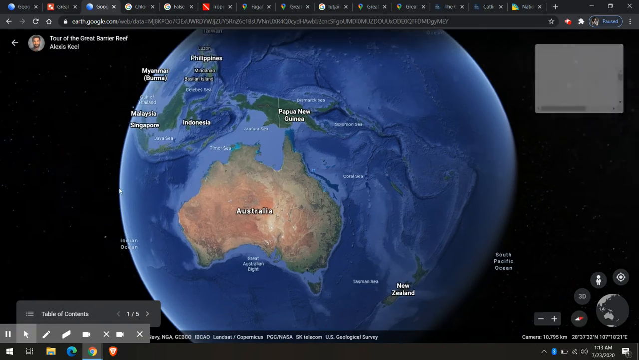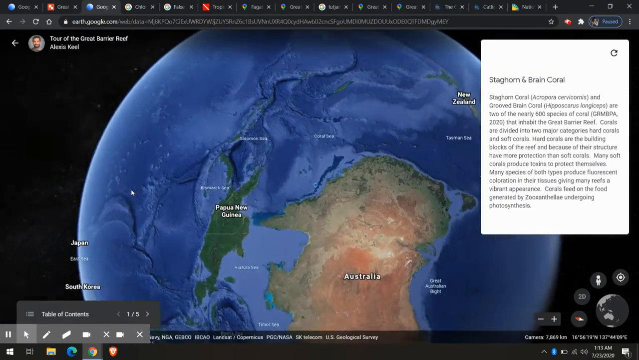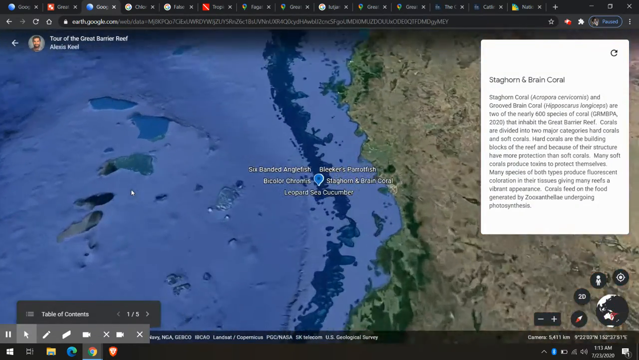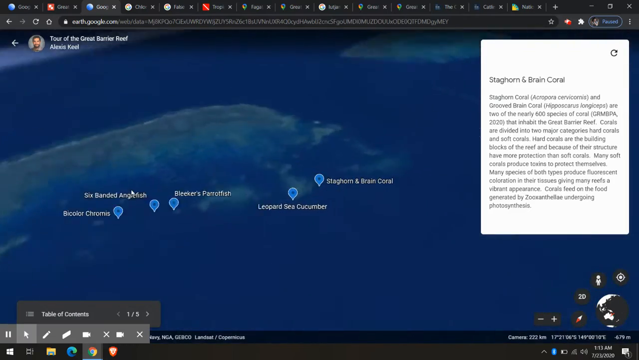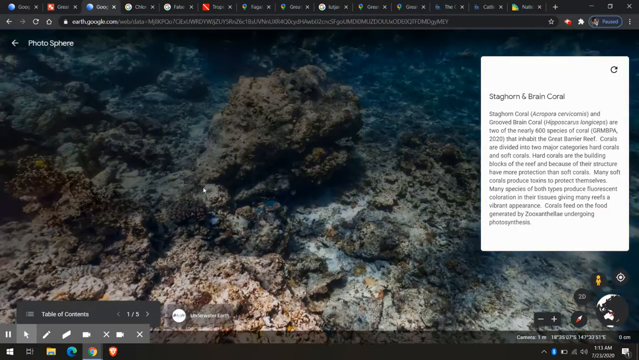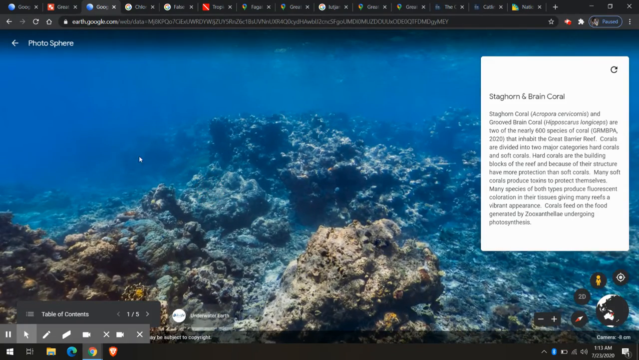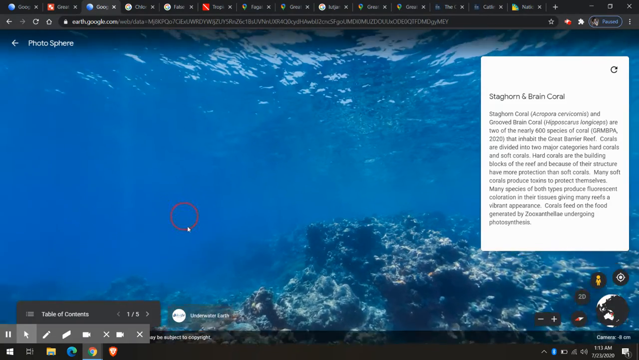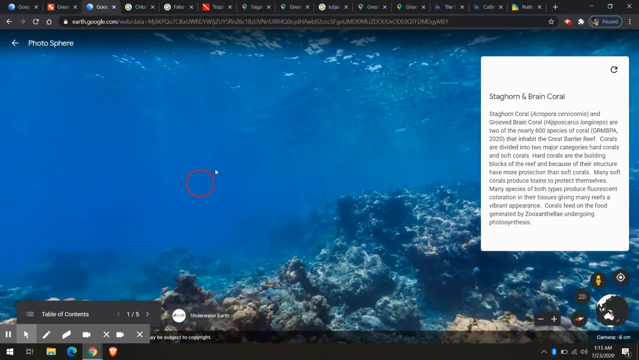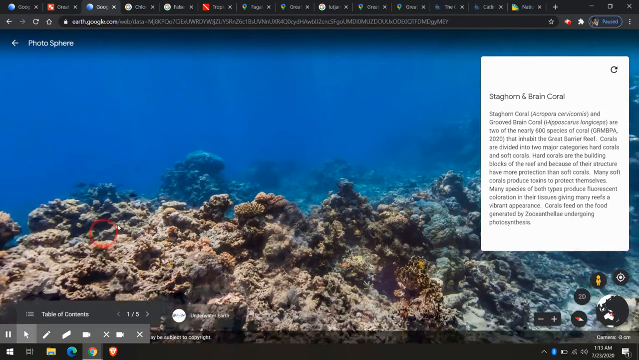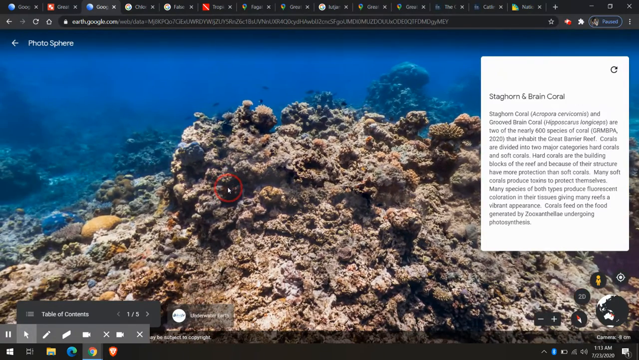So let's start and let's zoom in and let's get our first look at some coral here. The first coral that we're going to see, you can see from the label, is called Staghorn Coral. Let's look around. Wow, here we are. We have that nice light coming down. There's our sunlight that we need to feed the zooxanthellae, which are going to feed our coral.